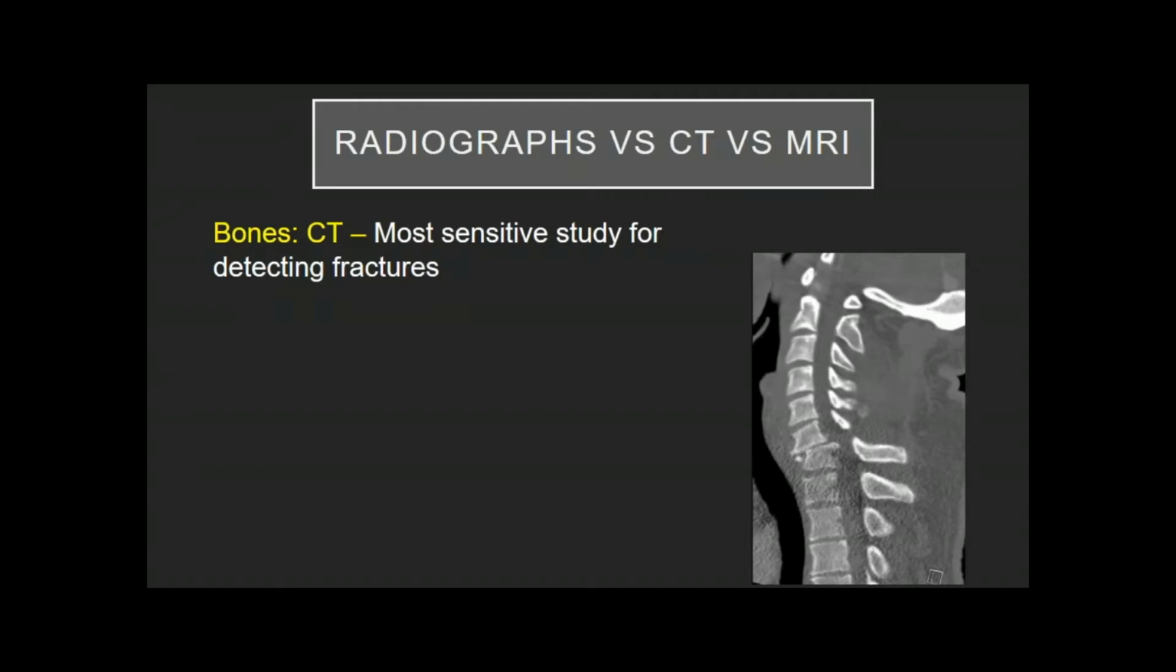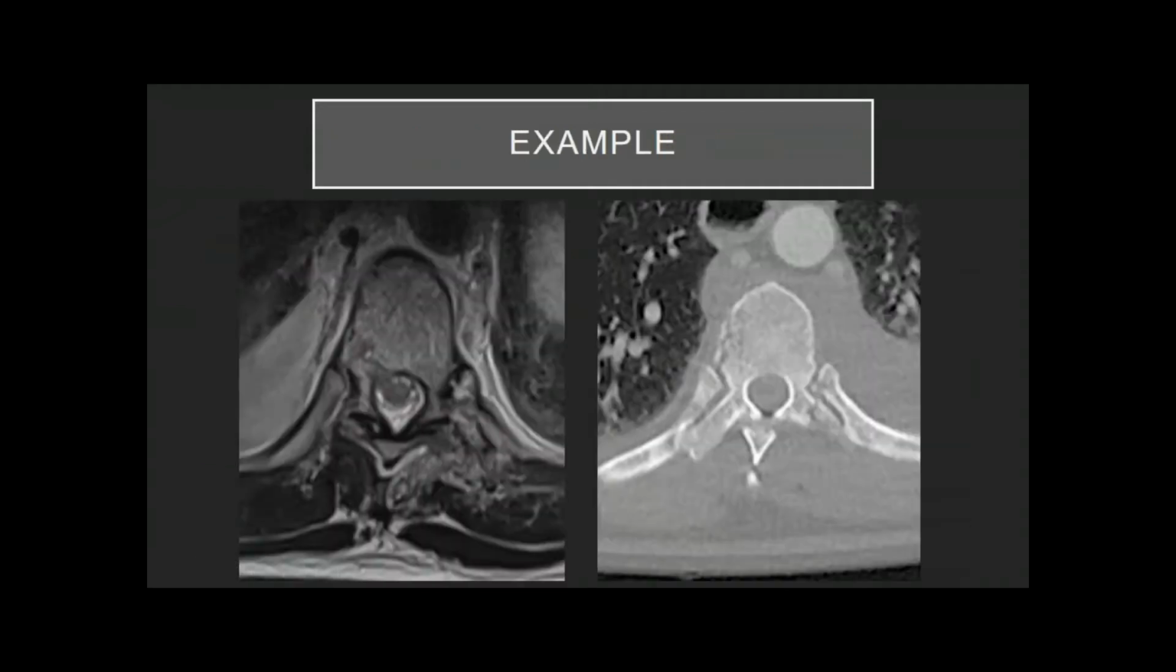So the big thing here is if you want to look closely at the bones, the CT is the best study for you to order. It is the most sensitive study for detecting fractures. All right, so this is just an example. Here you have an MR, obviously, and then here you have a CT. And if you're looking for fractures, you can see them actually quite well on the CT. And here on the MRI, you'd be hard pressed to tell me exactly where the fracture deformities are.